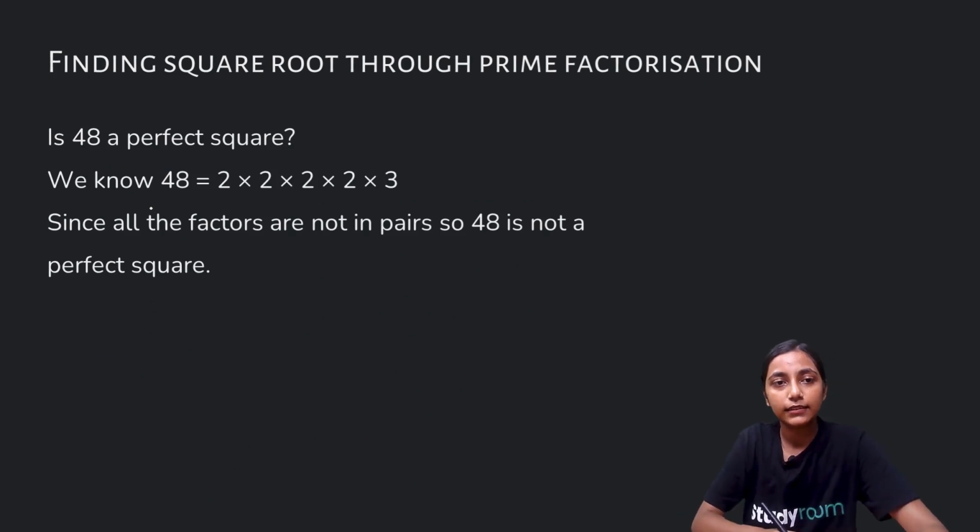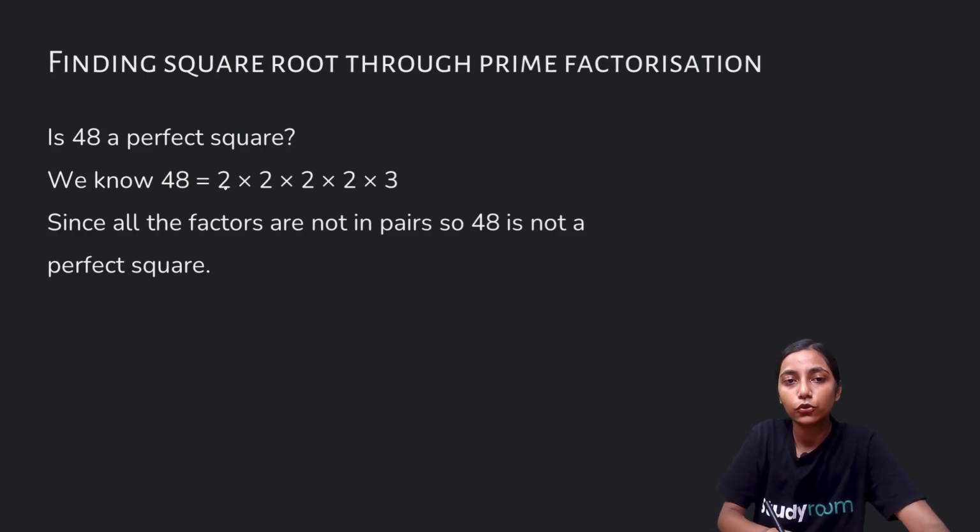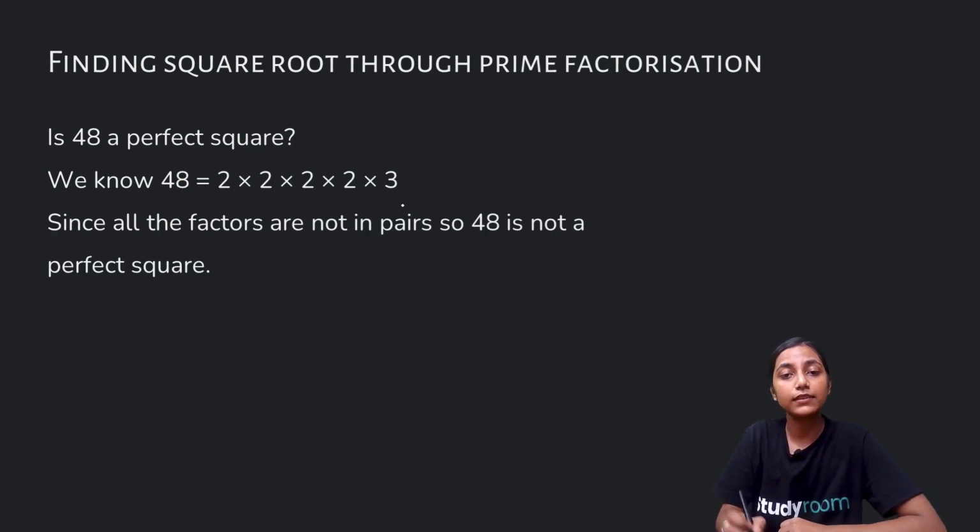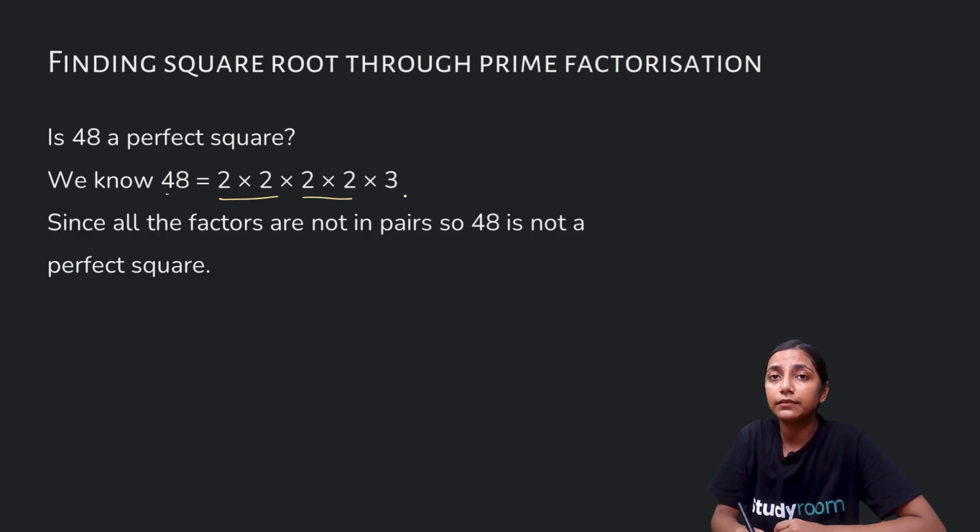Now let's see this. It's given: is 48 a perfect square? We know that 48 equals 2 into 2 into 2 into 2 into 3, that is, 4 times 2 multiplied by 3. But is 48 then a perfect square? What is written here is, since all the factors are not in pairs, 48 is not a perfect square. 48's prime factorization goes as 2 into 2, 1 pair, 2 into 2, 1 pair. But for 3, there is no other member for the pair of 3. We do not have one more 3 here, only one 3.